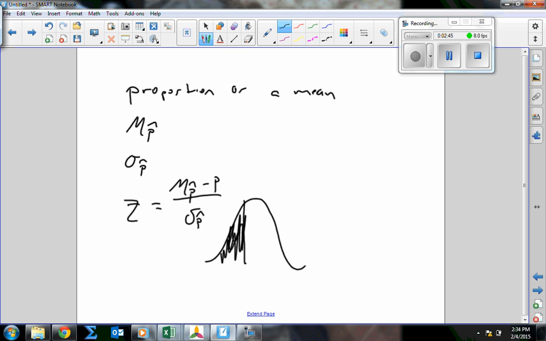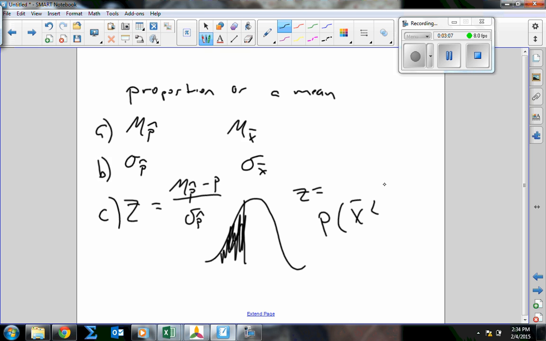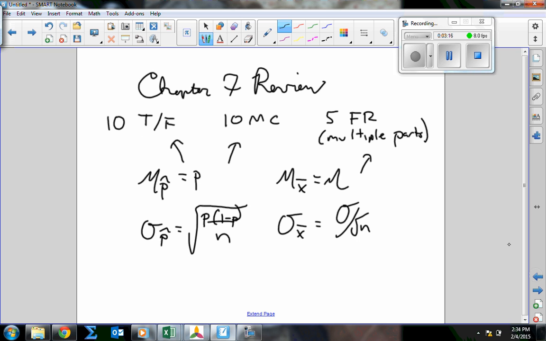So really, on most of the free response questions, it's like this is part A, this is part B, this is part C. And so you're going to have to do that process a couple different times. Something like that. Find the probability that x bar is less than some given number. Okay? So that's why it's imperative that you know the formulas.